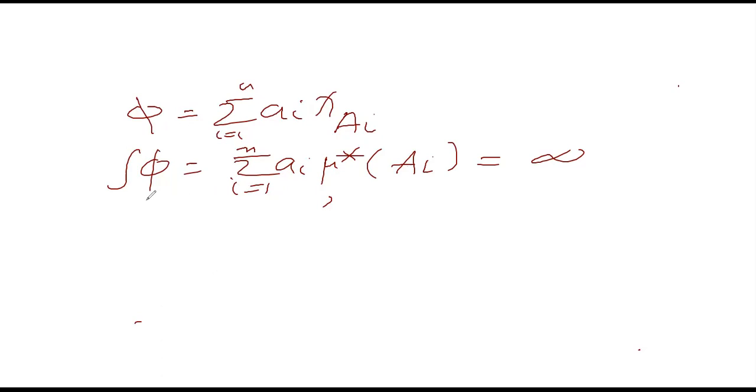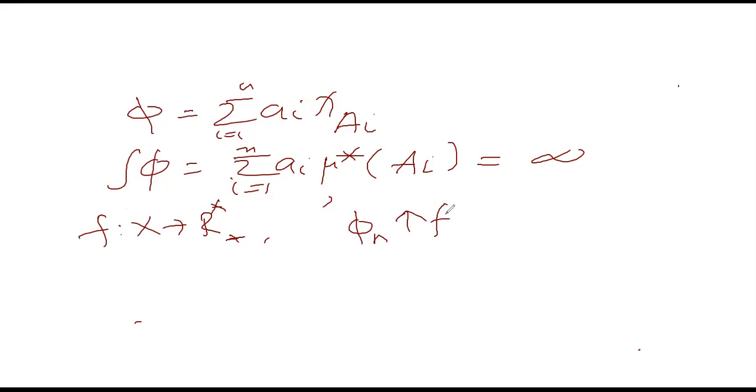Now, suppose f is a function from X to R star. It's an extended real valued function now. It's a function from X to R star, and it's also a positive function. Okay, it's positive, R plus extended real number system. And suppose there exist simple functions phi n such that phi n increases to f.